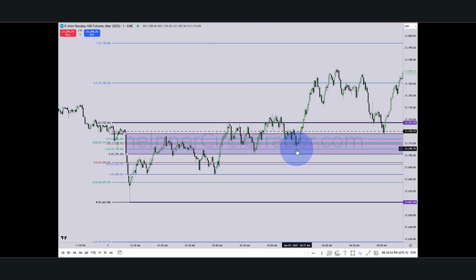21,705.50. All right. What's the value of the lower quadrant? 21,705.50. So the market does what? What is it going to do here? What's it going to do? It delivers on the 3:30 macro in London session at 3:30.